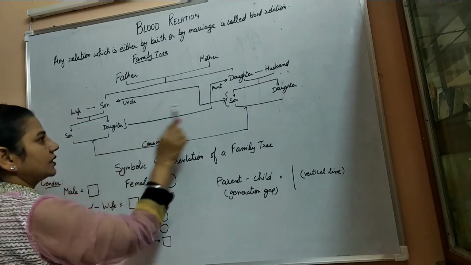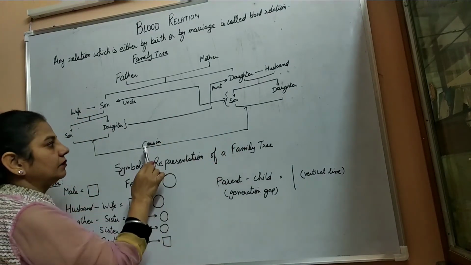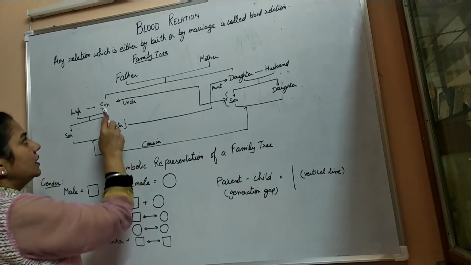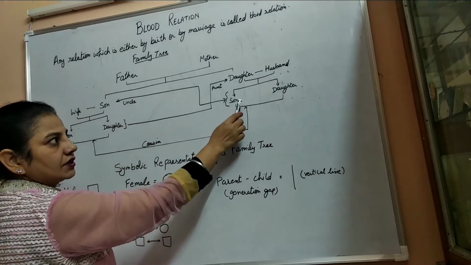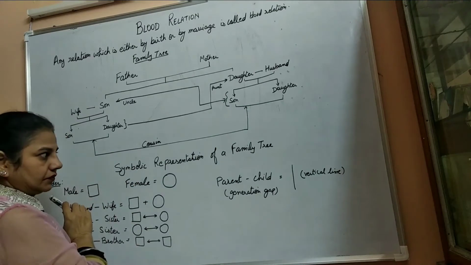Now these two children, the children of the son and the daughter, are related as cousins to each other. The son is an uncle of the daughter's children and the daughter is an aunt of the son's children.